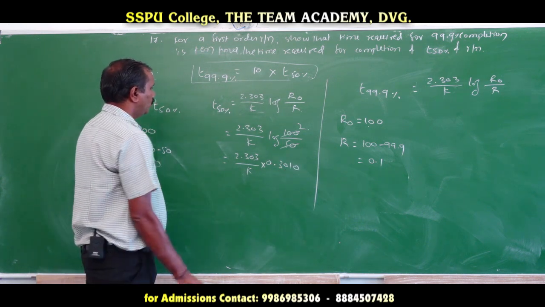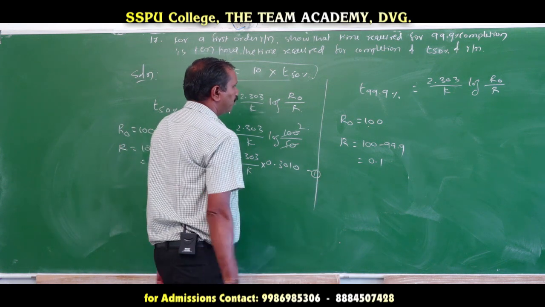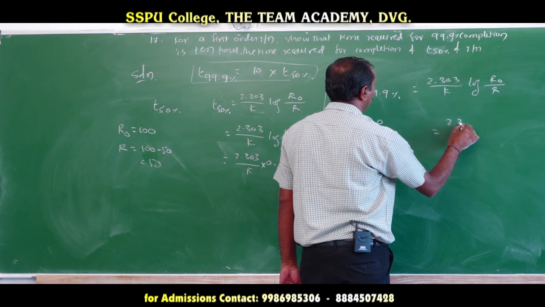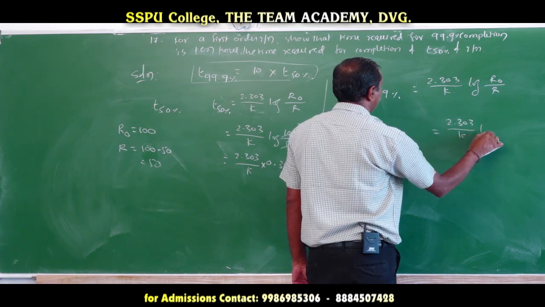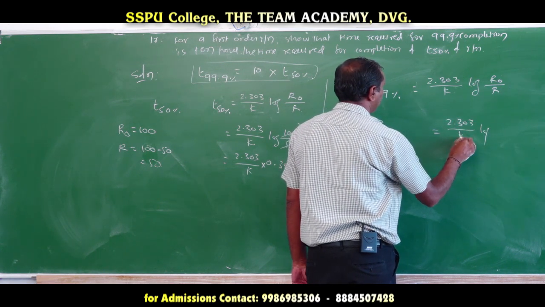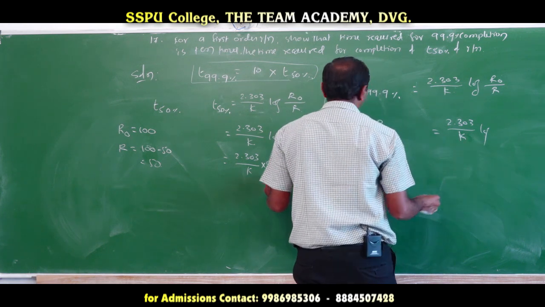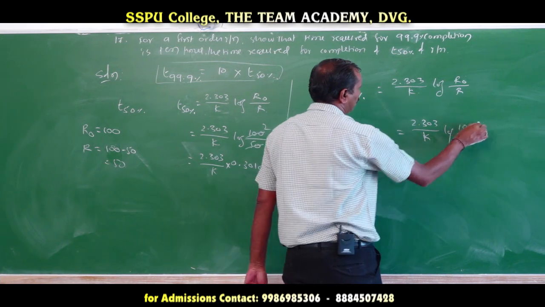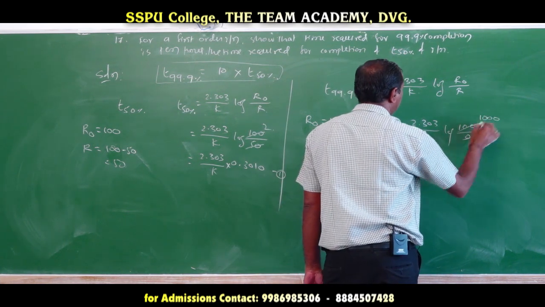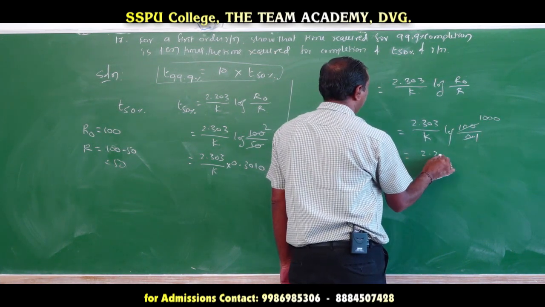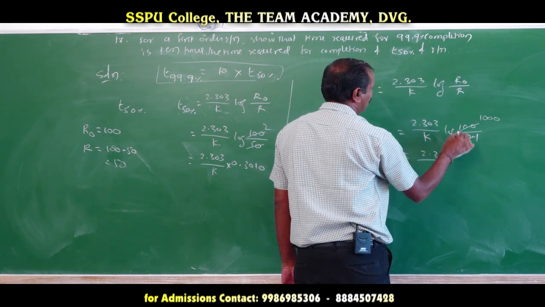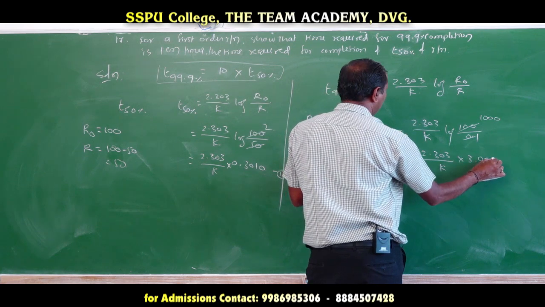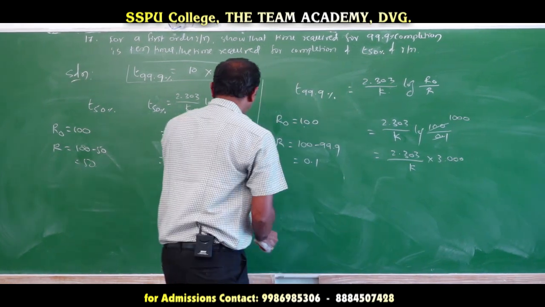Okay. So this is one. Then here T 99.9% is equal to 2.303 by K into log of R naught is 100 by R value is 0.1, means it becomes 1000. 2.303 by K into log 1000 means what? Characteristic 3, 10 under 0, 0, 0, 0. This is 1, this is 2.